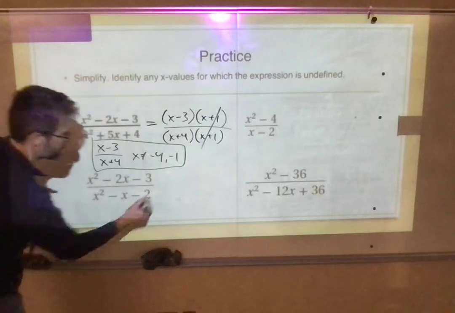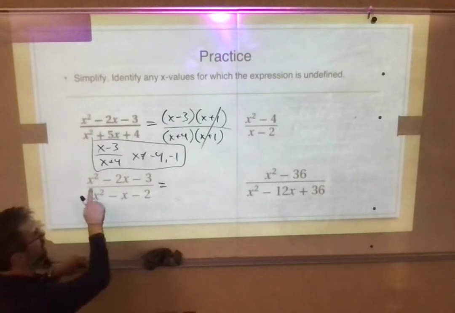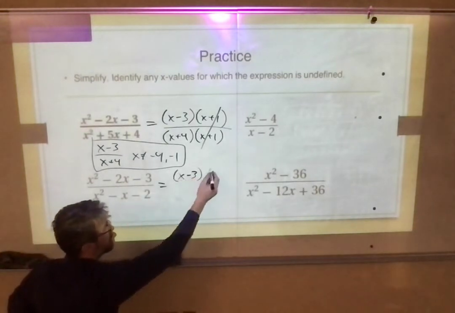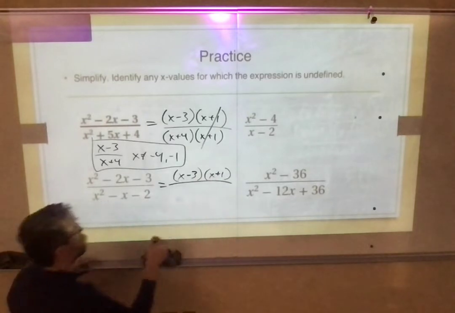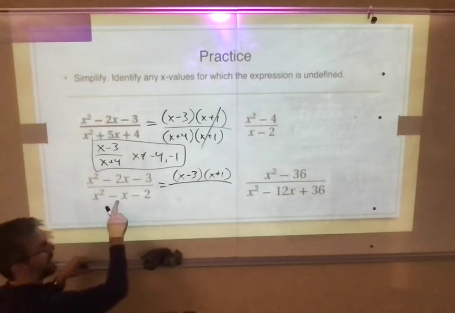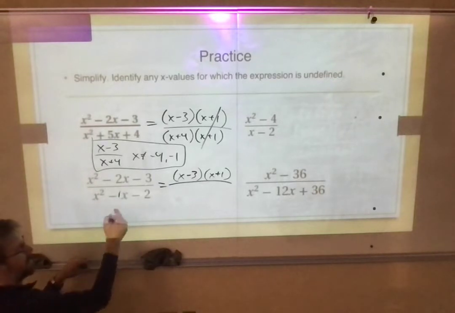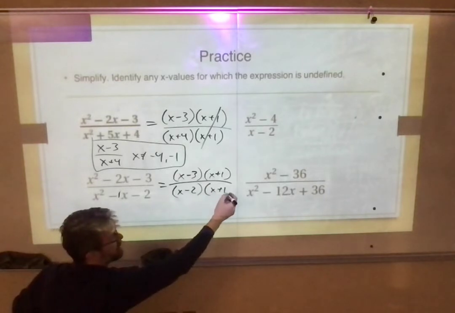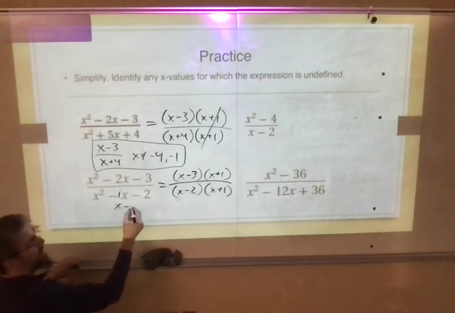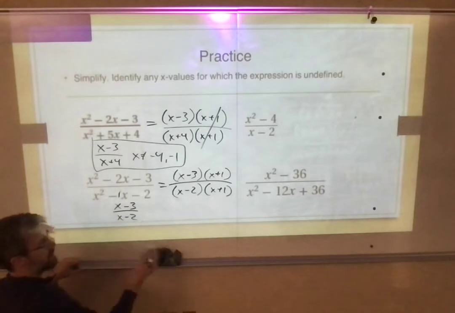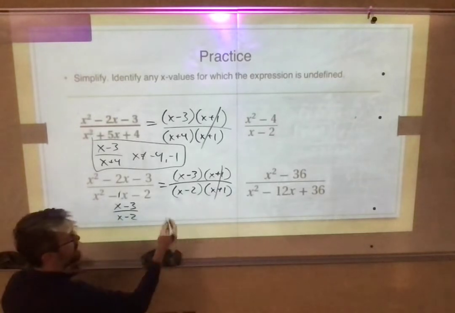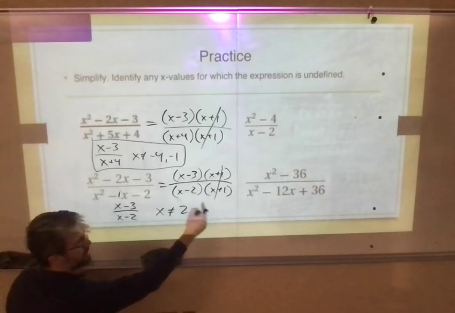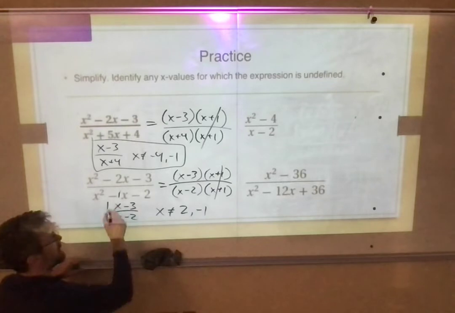This one multiplies to a -3, adds to a -2. We just did that, -3 plus 1. And then the denominator multiplies to -2, adds to a -1, right? If it's minus x, that's minus 1x. And so that's going to be x minus 2, x plus 1. That's going to give us x minus 3 over x minus 2 for our simplified form. The x plus 1's cancel out. What can't x equal? A +2 for the x minus 2 and a -1 for the x plus 1.